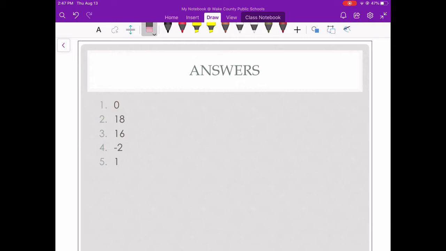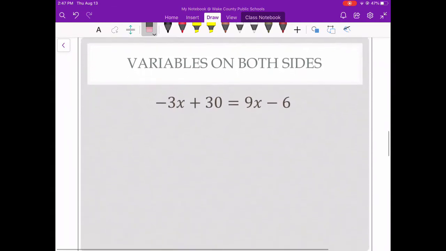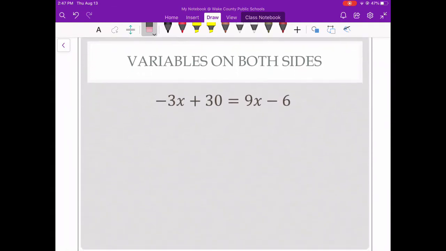All right, doing a couple more examples with you. We're going to bring in some variables on both sides of the equation and just kind of step up the challenge today. Got a couple of examples, and then we're going to get into some word problems. All right, so here we go. Variables on both sides of the equation.